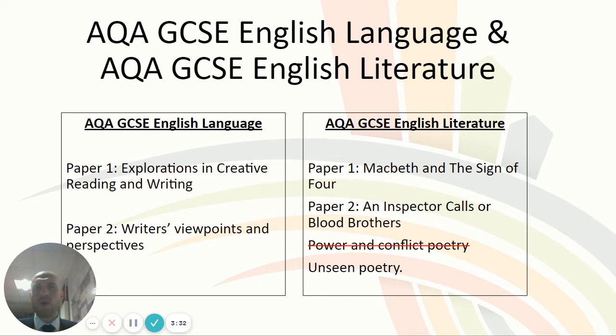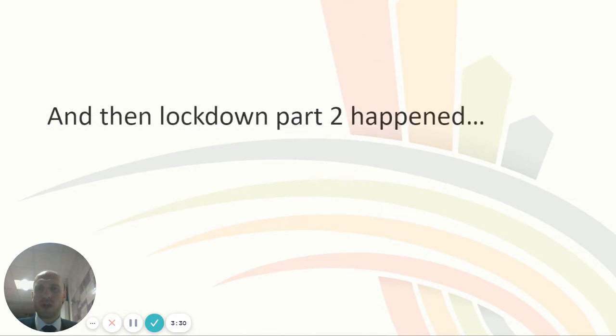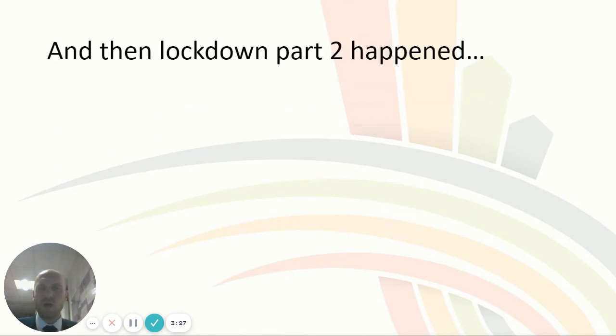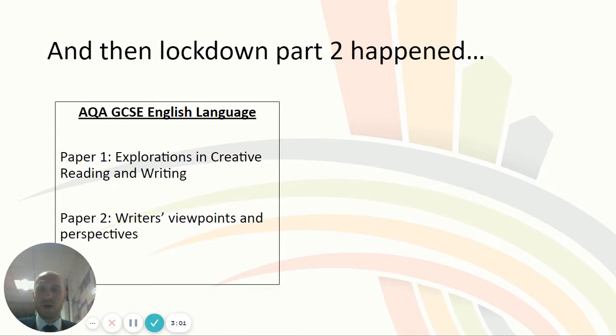So all was going pretty swimmingly up until then, and then obviously lockdown part two happened, and suddenly we had to reevaluate everything, in particular the fact that the government had decided to suspend exams as we know them, and for teachers to actually provide grades for students. So it's very important as a result that we get the evidence and we make it as fair as possible for our students.